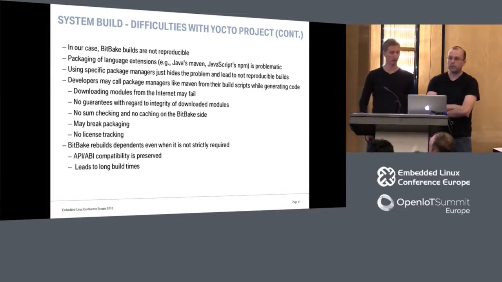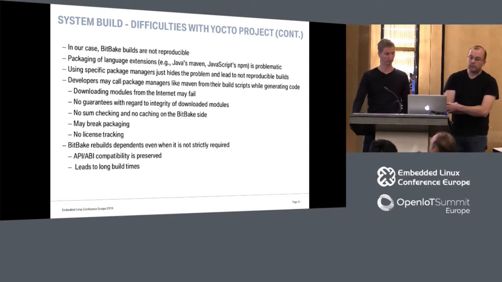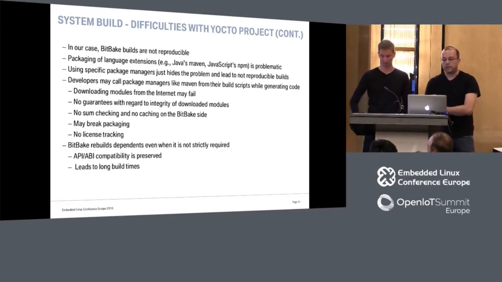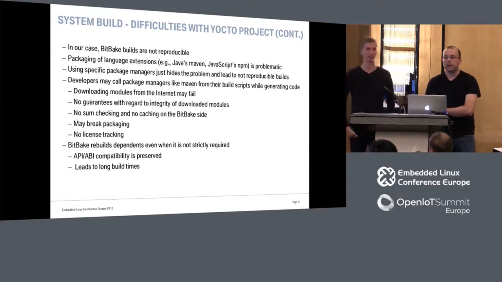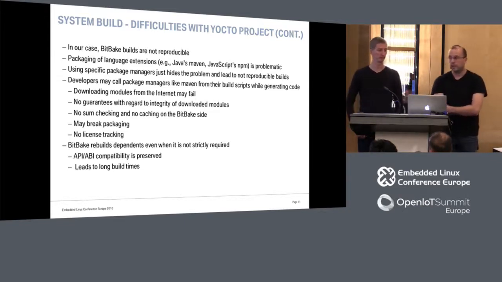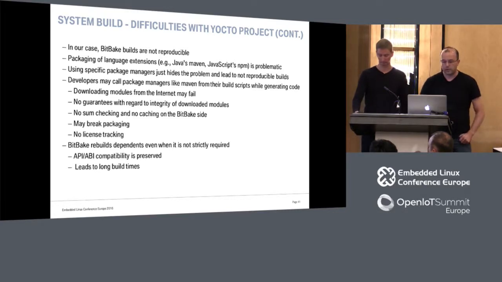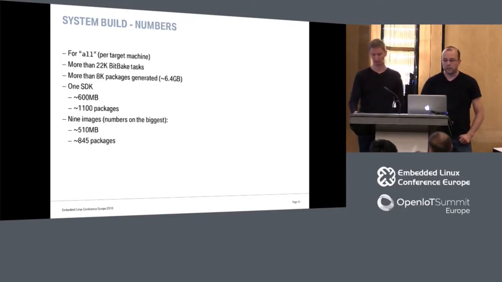Additionally, by doing things this way, we don't get license tracking, which is quite important for us. So this is something that we have to address. And BitBake sometimes rebuilds some dependents even when it's not strictly required. For example, when we are sure that ABI or API compatibility is preserved, but we change something in the recipe, BitBake will recompile everything depending on the affected task, of course. And this leads to long build times.